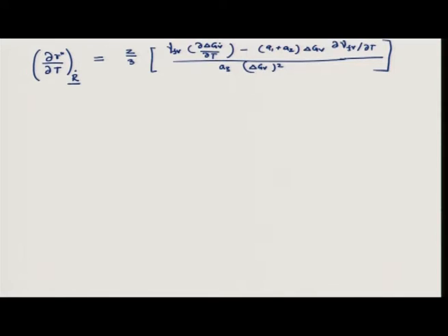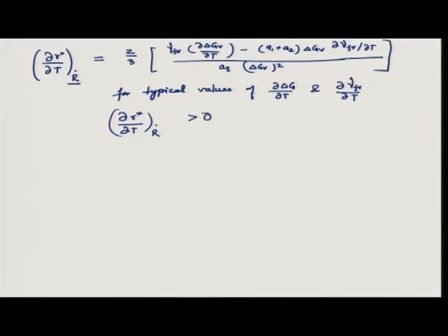Now, what we can say is that for typical values of d delta G over dT and d gamma_Fv over dT, we will get that this function dr star over dT at a constant rate of deposition is more than 0. Okay. So, this is a positive quantity.